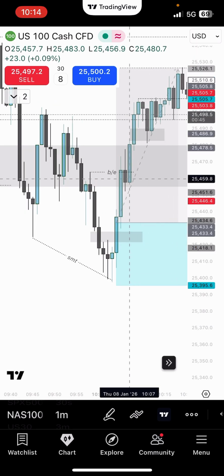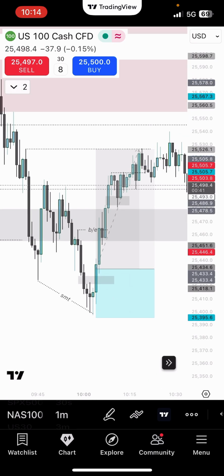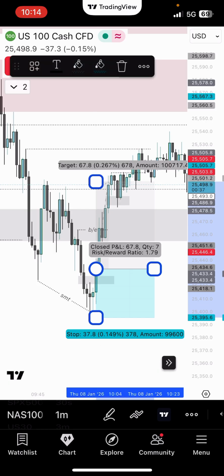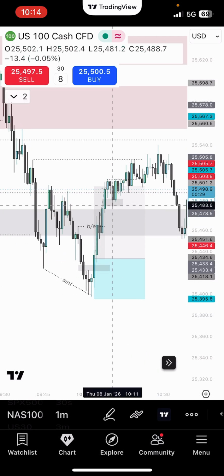Then I took my entries here at this point. Then we saw price rally all the way to this point. This was my initial take profit, here at 67 points, on the 7.9 hour. I could have taken profits here and been done for the day.